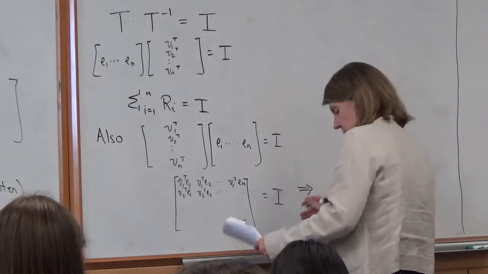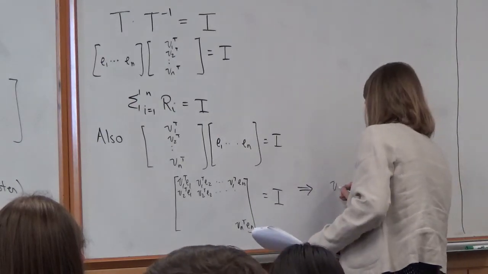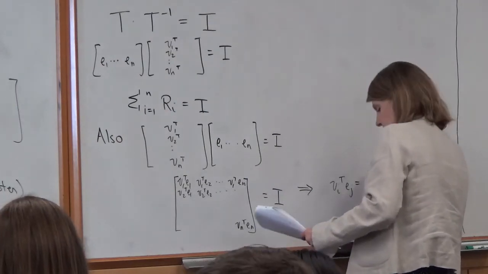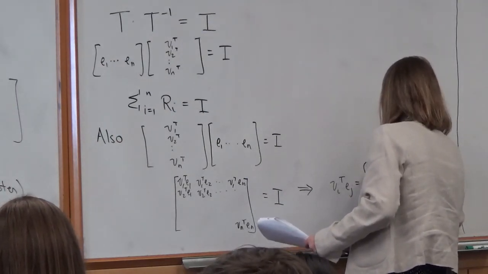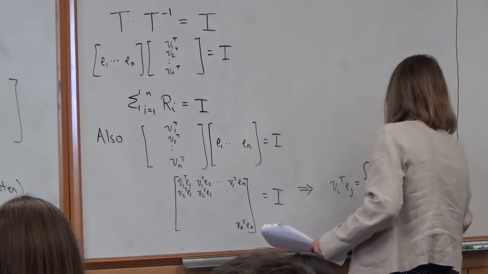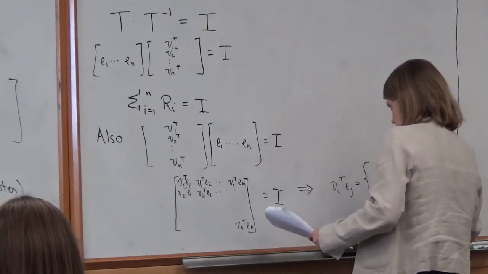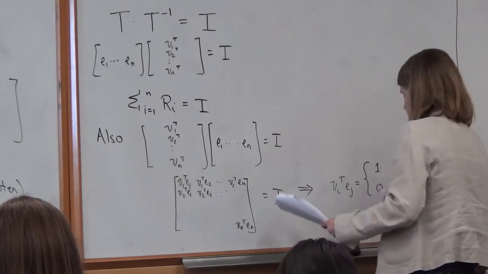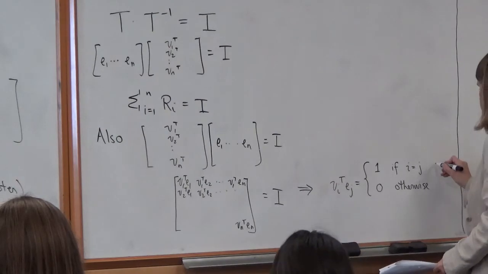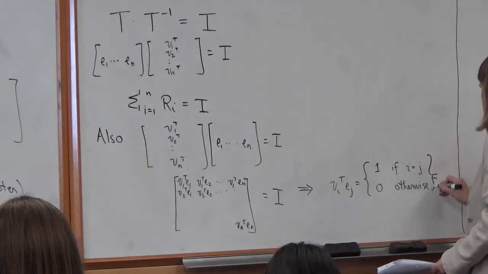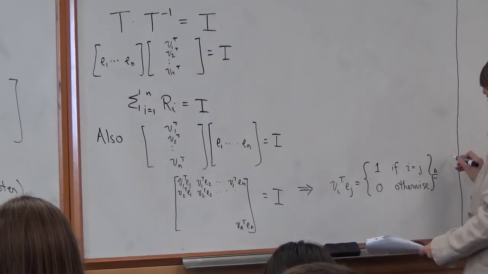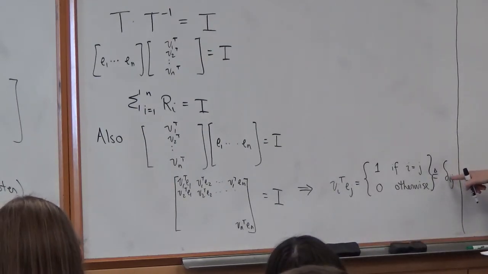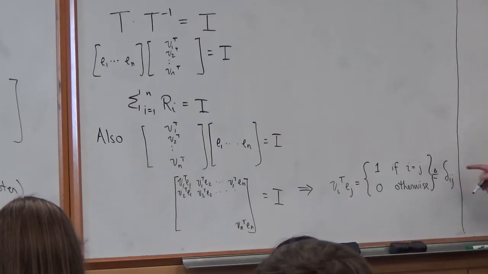So nu i transpose Ej is equal to 1 if i is equal to j, and equal to 0 otherwise. That is often what we call the discrete Dirac function, delta ij. It's 1 if i equals j and 0 otherwise.